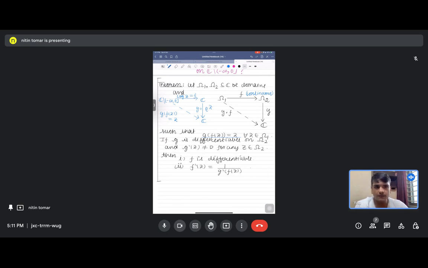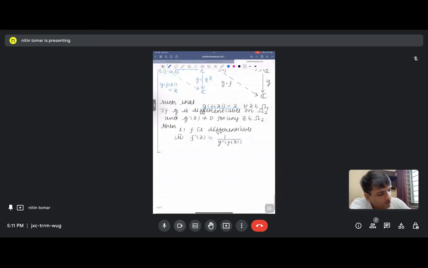Just give me a yes or no. Now, what is g? g is e power z. Now come to the next hypothesis. It says g is differentiable. Exponential is differentiable, yes or no? Now the next hypothesis, g prime is never 0. What is the derivative of exponential? It is the exponential itself. It is never 0. So what will this theorem say? That log z is differentiable, right?